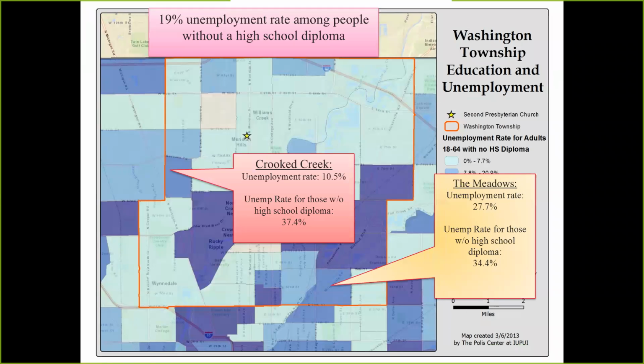And we made a few maps of Washington Township. So here we're looking at unemployment rate, and really what the map is showing is the unemployment rate for adults with no high school diploma. We all know that higher education can lead to lower unemployment, but it's always good to have some data to back that up and to show to what extent that's actually true. So for example, in Cooked Creek, we see the overall unemployment rate is 10.5%, but for those without a high school diploma, it's much higher, 37.4%. So this is a good way to show the importance of education in an area.